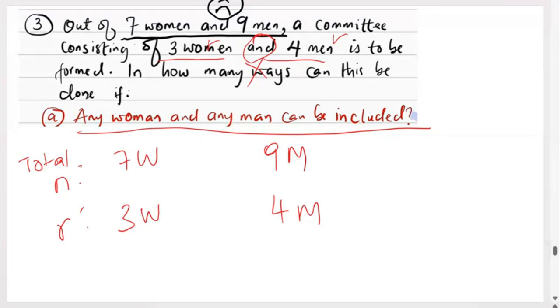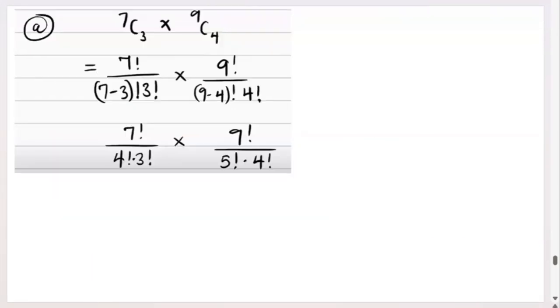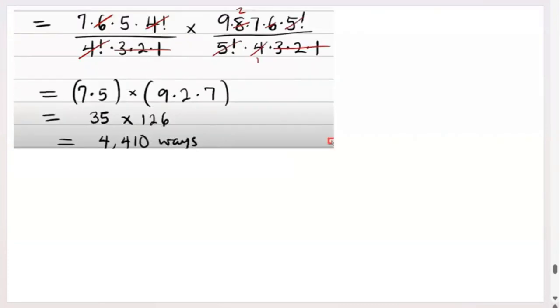So you already know what you are going to have: C. This is going to be 7 C 3, multiplied by 9 C 4. So you can go ahead and do your substitution. I just want you to see these kinds of questions. So here is the answer. You can just have a look at the calculation.